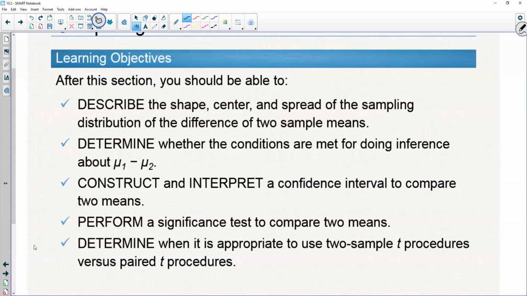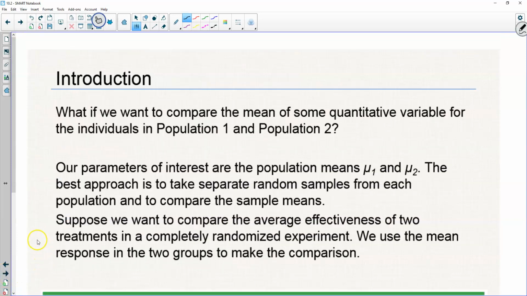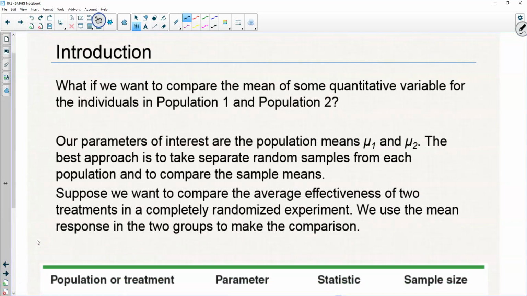So we're going to look at shape, center, and spread of the sampling distribution for the difference of two means, determine whether conditions are met, construct and interpret a confidence interval, perform a significance test, and determine whether it's appropriate to use the two-sample t procedure versus the paired t procedure, which we talked about in section 9.3.